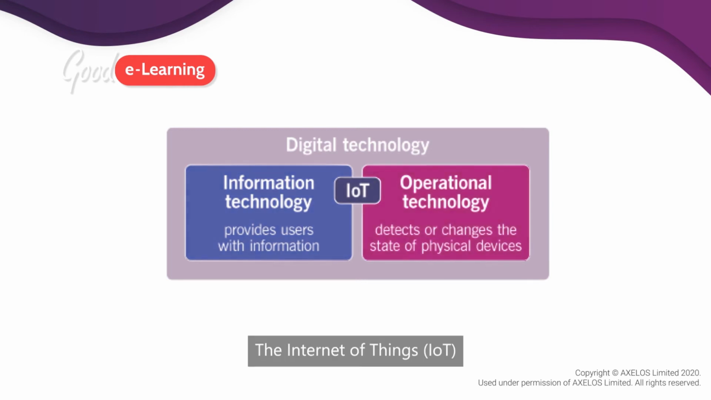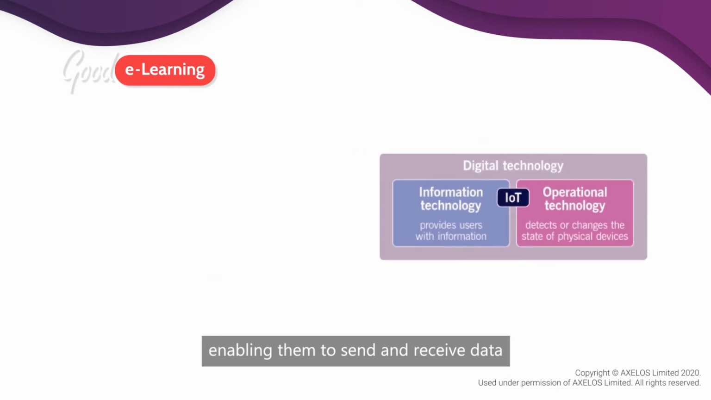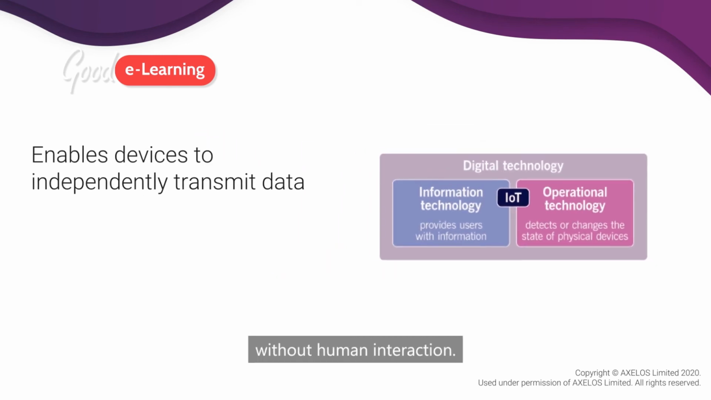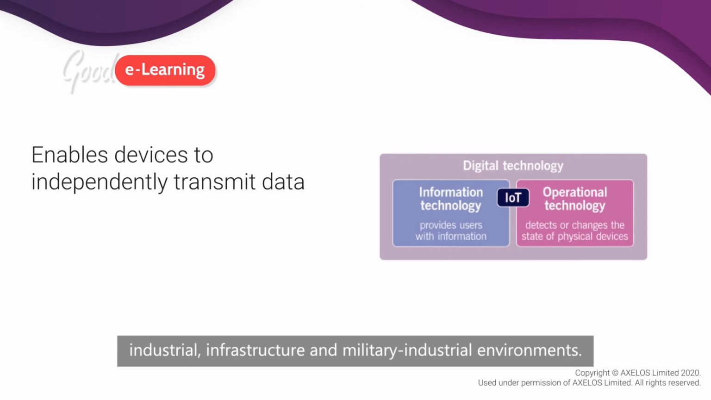The Internet of Things, IoT, is a system of interrelated computing devices and mechanical and digital machines that are interconnected via the Internet, enabling them to send and receive data without human interaction. It has been applied within consumer, commercial, industrial, infrastructure, and military-industrial environments.